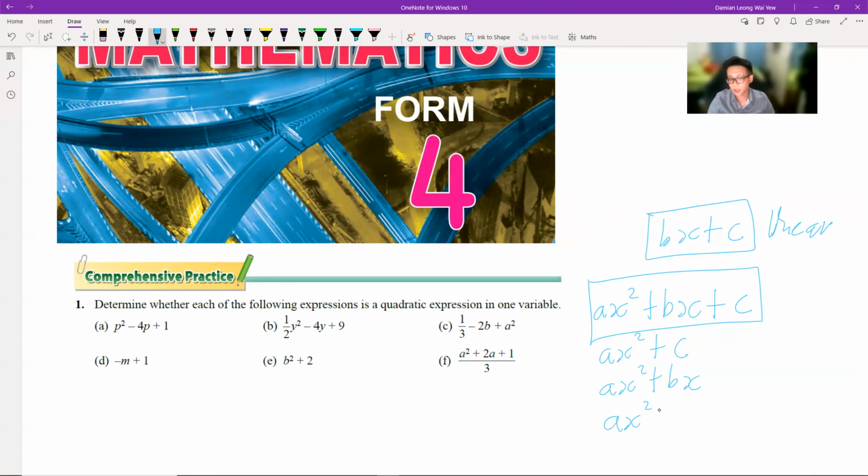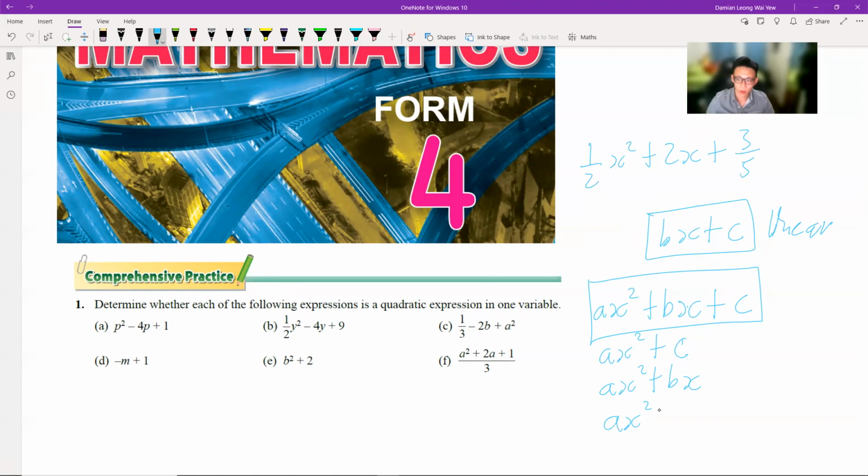Your b and c can be 0, so don't be confused if you're missing the x term or missing the number term. The coefficients can be positive or negative as well. Any of these numbers can be positive, can be negative, can even be a fraction. I can even put something like half x squared plus 2x plus, let's say, 3/5. Even that would be a quadratic expression.